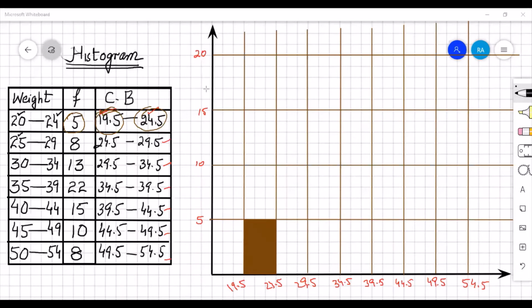The second value, as mentioned in the table, second frequency is 8 and it is between 24.5 to 29.5. So I use red color to draw this frequency. For 8, the height will be 8.